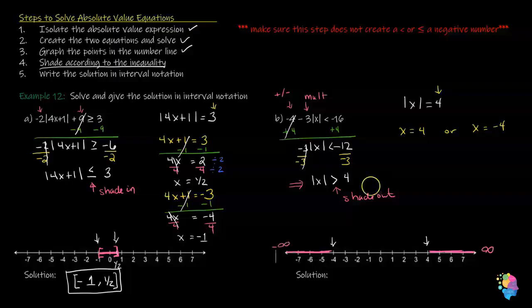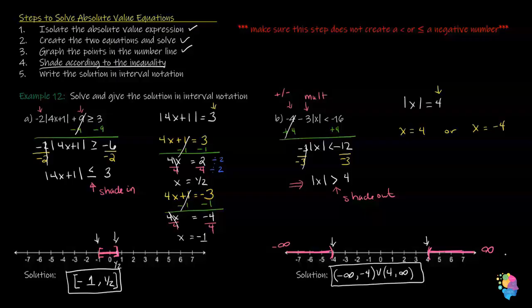I go back and I notice that this one doesn't have the equal to, so I'm not including those values. So I place parentheses. We write our interval notation by reading the graph from left to right. So this is -infinity to -4, and then again from 4 to infinity. We're not including the values, and remember that infinity always takes a parenthesis. Because our solution is broken into pieces, we place the union. And this is the result for 12b.